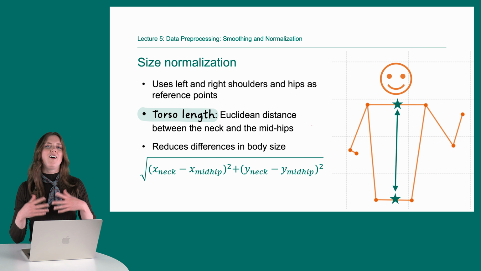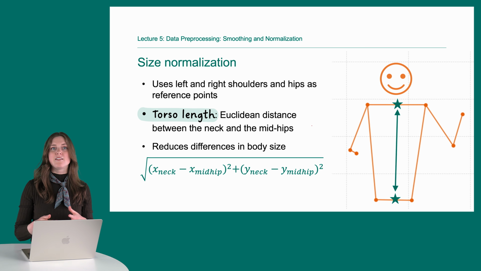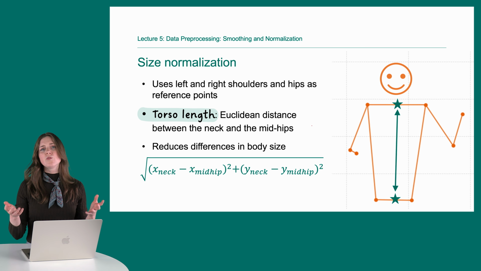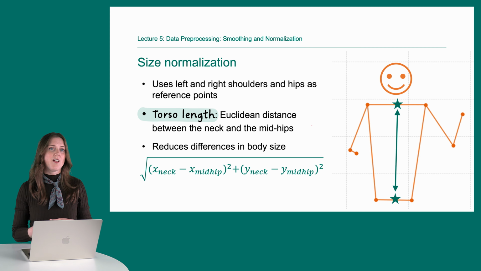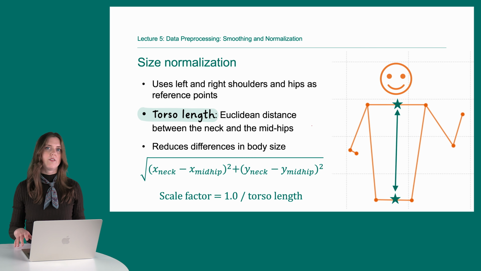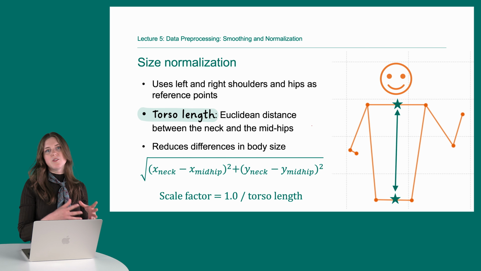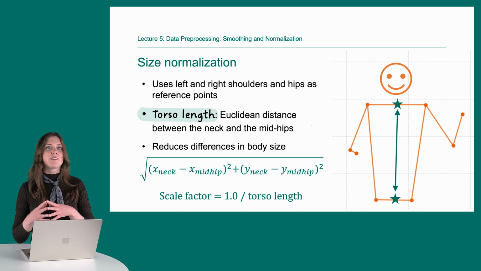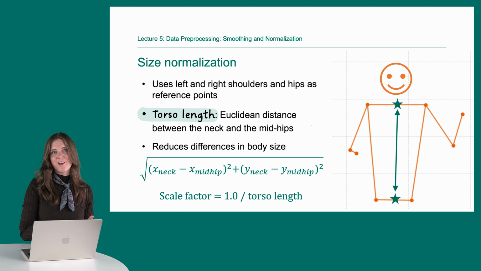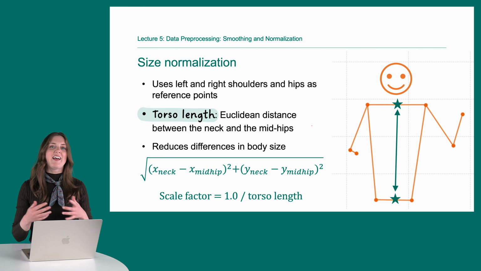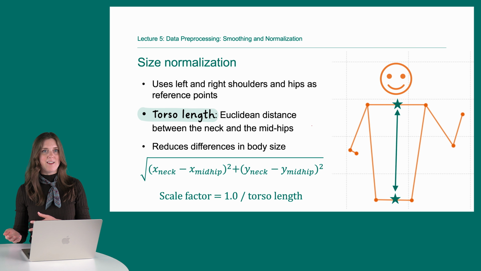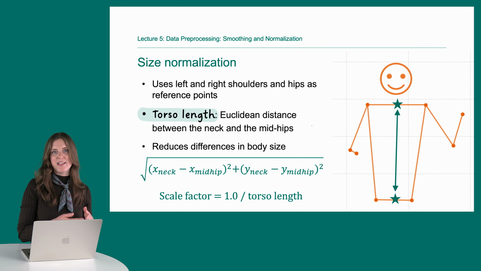Although we are normalizing participants' size using the torso length, you could also normalize based on other joint measurements, for example, the distance between the two shoulders. So we want to make the torso lengths of all participants equal to 1. For each individual participant, we take 1 divided by their torso length to calculate that participant's scaling factor. Then we multiply the x and y values by that scaling factor to get everyone on the same scale.